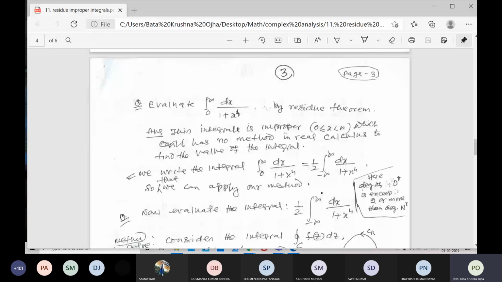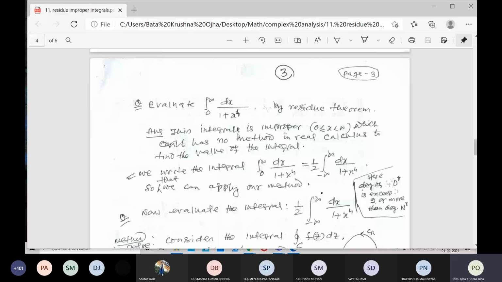This integral is improper, as I have already explained. There is no method in real calculus to find the value of this integral. In my knowledge, you cannot evaluate this improper integral that way. You will not get the result. You can only say whether the integral is convergent or divergent. In your first semester, we taught you that you can only say this integral is convergent or divergent.